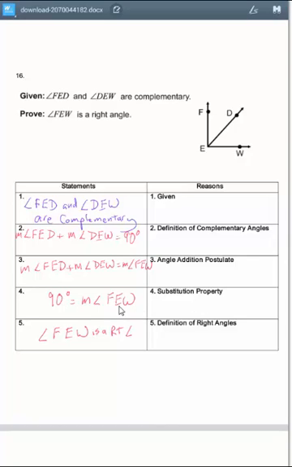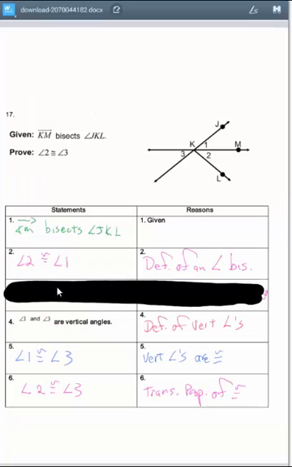Now, since the measure of angle FEW equals 90 degrees, I know that FEW has to be a right angle by the definition of right angles, because that's what constitutes a right angle if it's 90 degrees. Moving on to the last one. I crossed out step 3. You might have done this a different way, but this is the way that I did it.